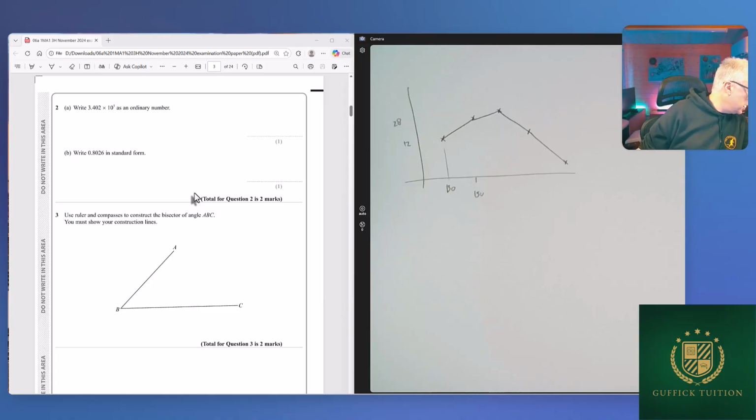So that's that first question. Oh gosh, looks like I need a compass for one of these. Does it? I happen to have one here.